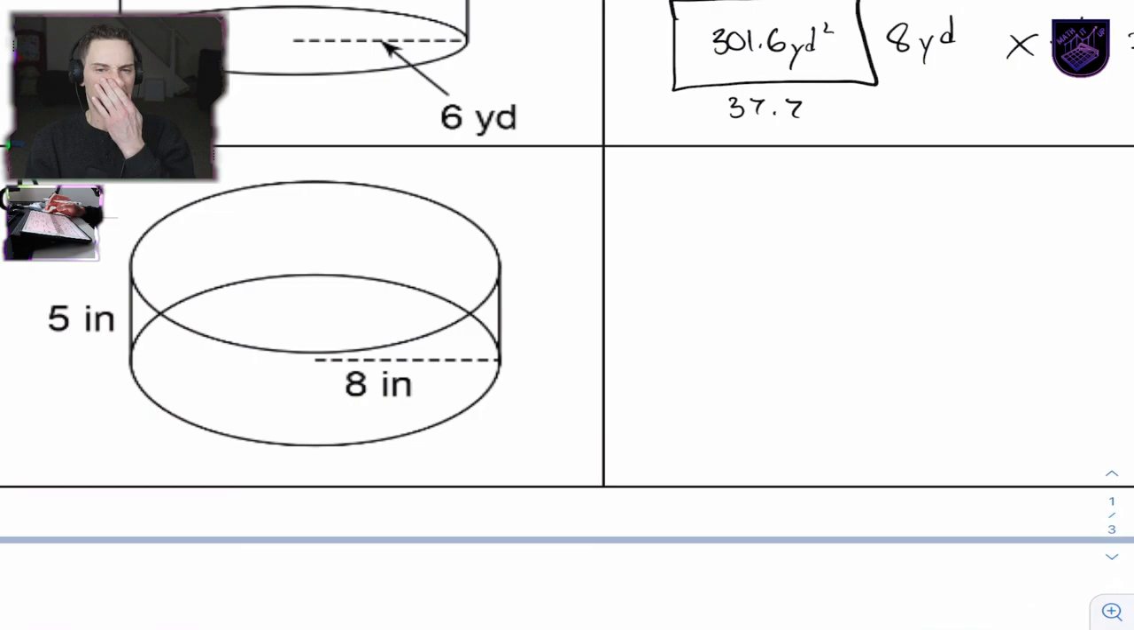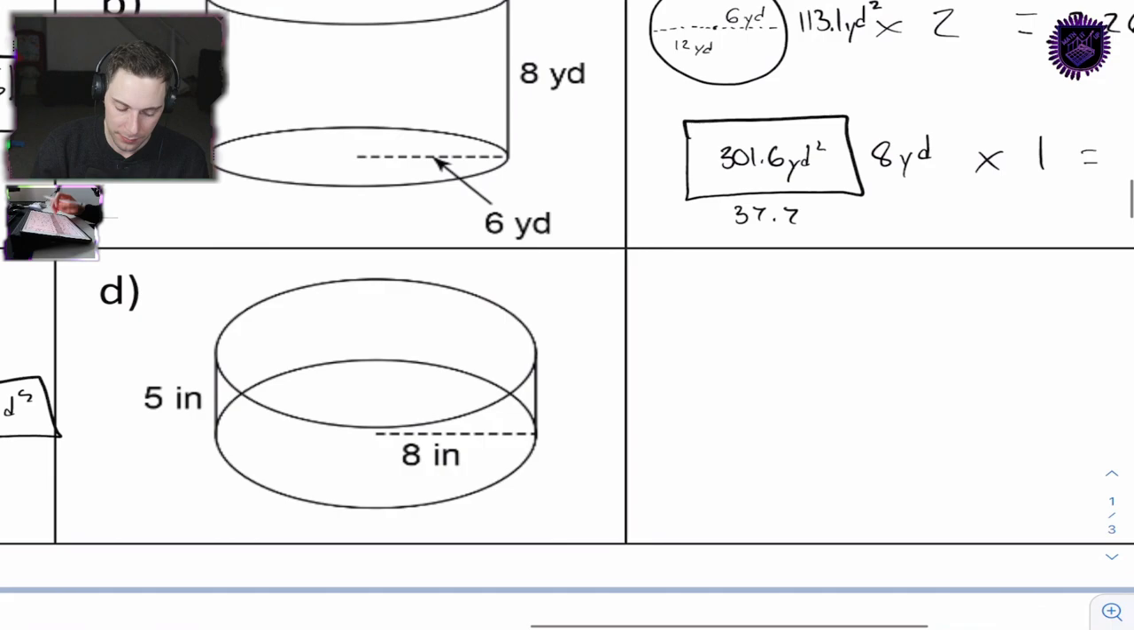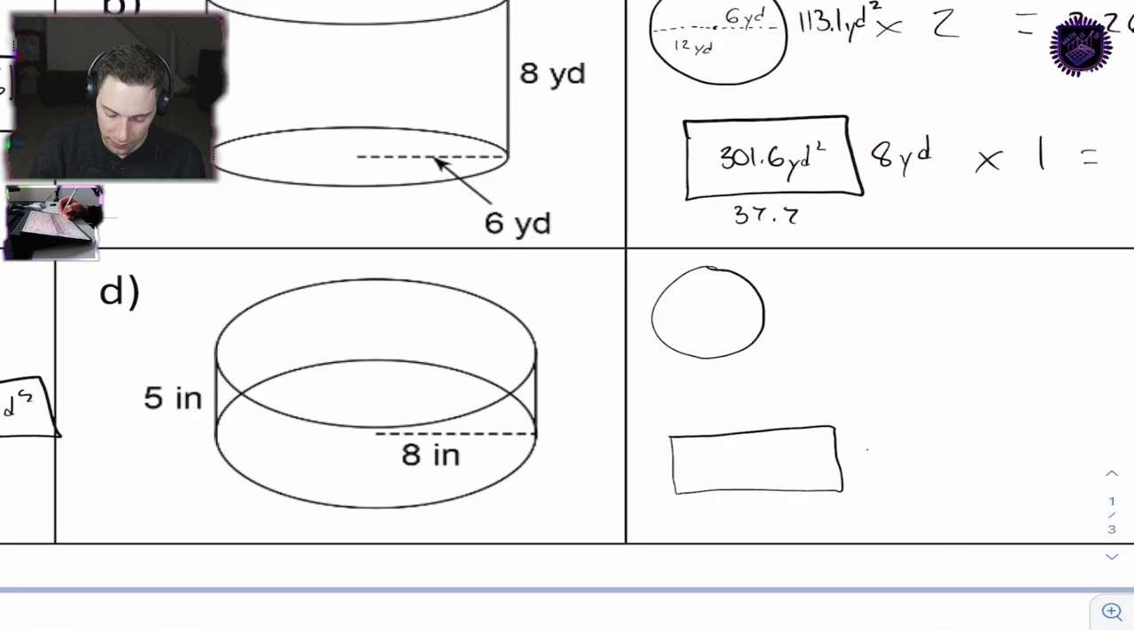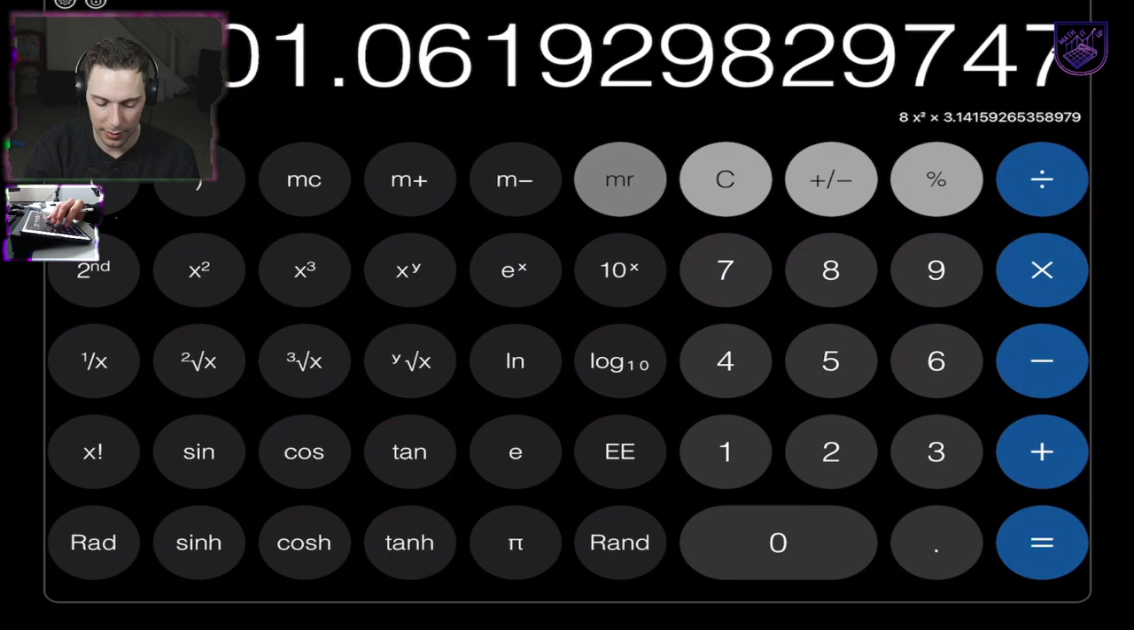Last question here, 5D. Is a two shape. One will be 5 inches, and one has a diameter of 8 inches. Times that by 1, times this by 2. Now, what's the area of that circle? It's going to be 8 squared times pi, 201.06.